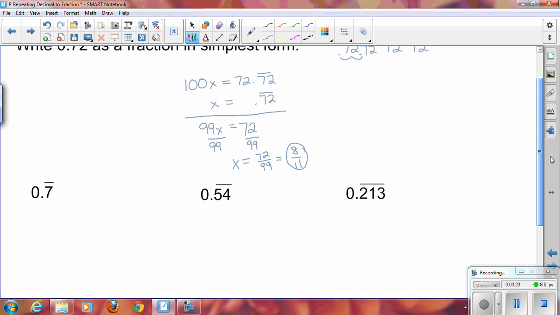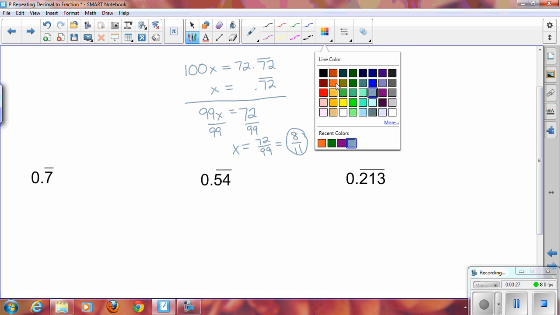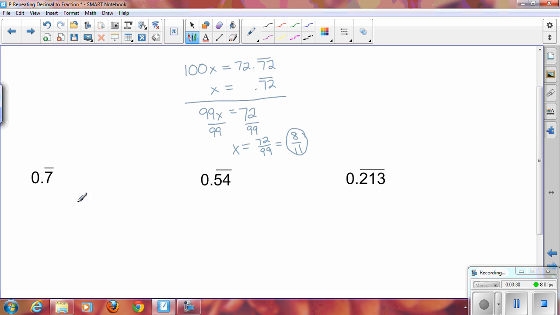Okay, let me do one more, and I'll leave that there so you can see it. This next one I'm going to do only has one digit that repeats, 0.7 repeats. So since there's only one digit that repeats, I multiply it by 10. 10x equals 7.7 repeating. And x equals 0.7 repeating. Remember, x is the number we started with.